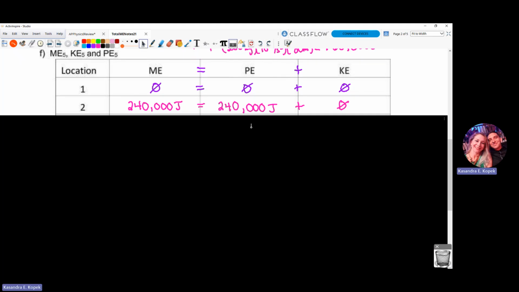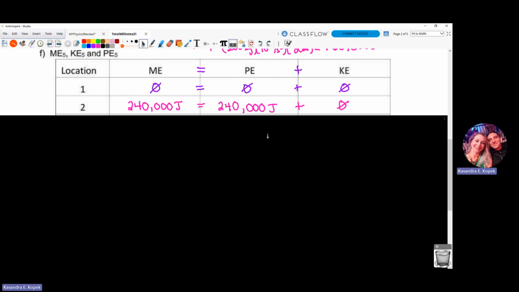As you continue through the ride, the total amount of mechanical energy does not change. The total amount will remain 240,000 the whole time. What's going to change is the independent potential and kinetic energies. Okay, so now we're going to go from 2 to 3. We are going down the hill.